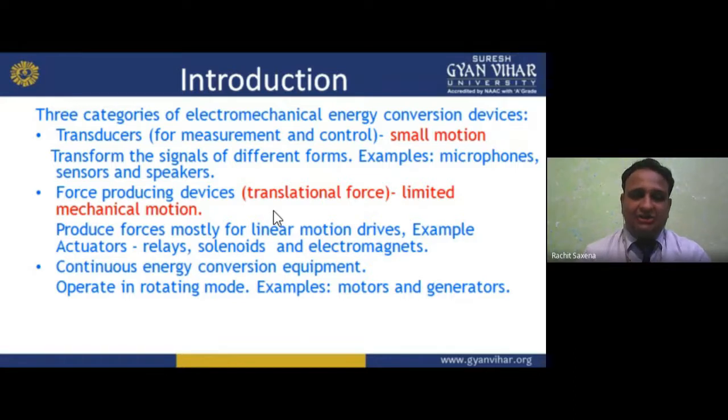Example: actuators, relay. Relays, you all know, are basically a sensing device. Solenoids and electromagnets. Okay, what are they? Electromagnets. Continuous energy conversion equipment operates in rotating modes; we can rotate it. Examples are motors and generators. So I hope you understand this.